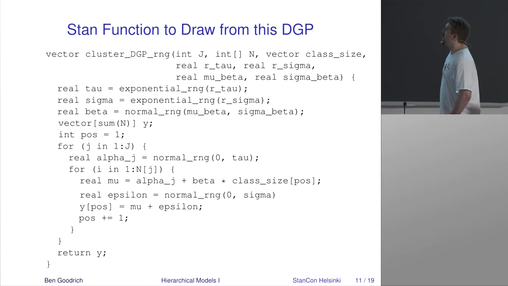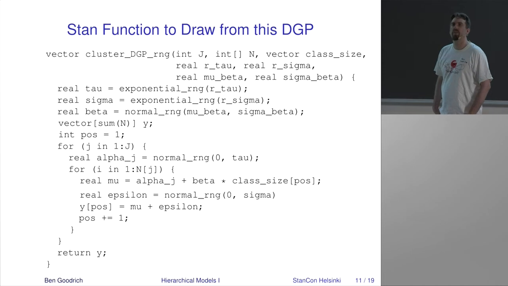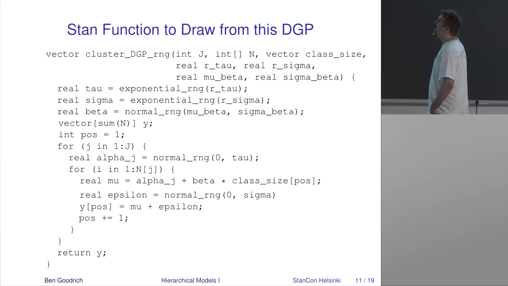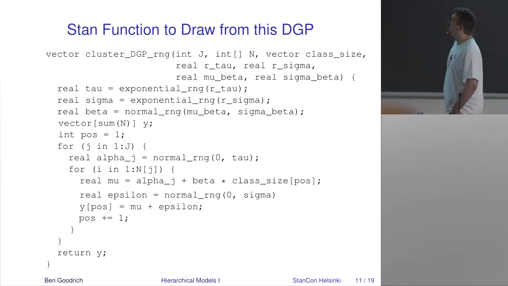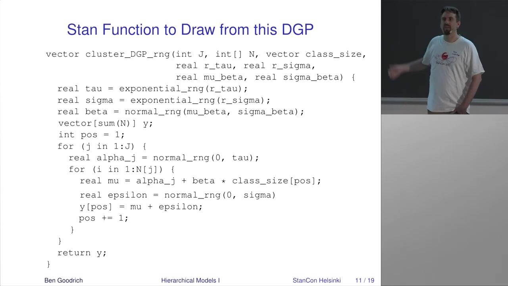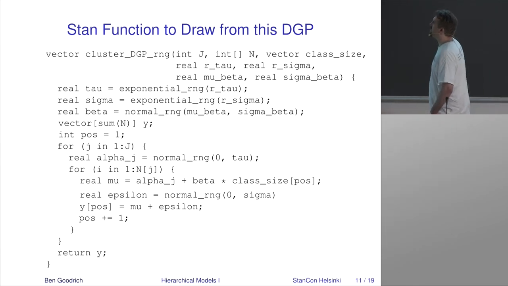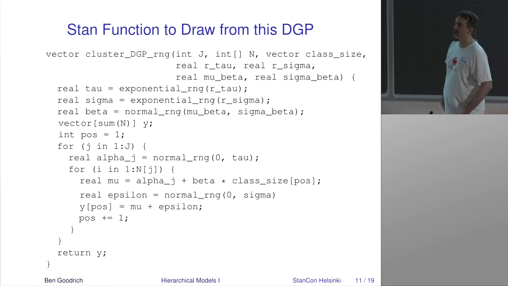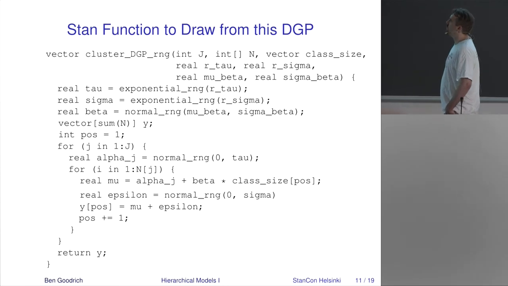So the loop, it's actually two loops, an outer loop over schools and an inner loop over students within that school. And the outer loop goes from 1 to J. Again, J is the number of schools. Inside that loop, we're first going to obtain a realization of alpha_j from a normal distribution with mean 0 and standard deviation tau. And we've already obtained our realization of tau outside the loop. Then we're going to take that realization of the intercept and use it in our inner loop for i, the students in school j. So there's going to be 1 to n[j] students in the jth school.